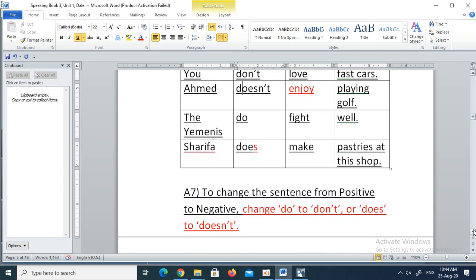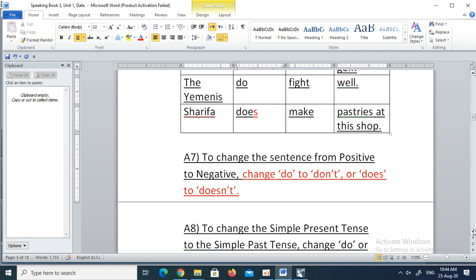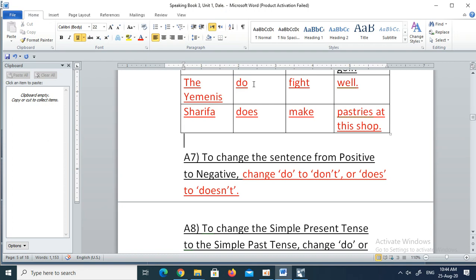Now, on your piece of paper, I want you to look at these last two sentences. They are both positive. I want you to change the sentence from positive to negative. So pause the video.